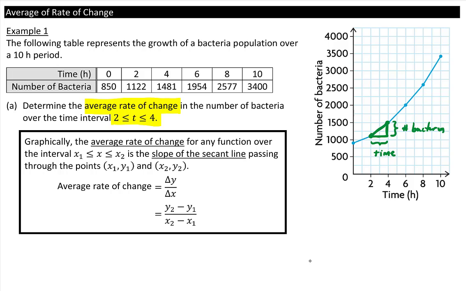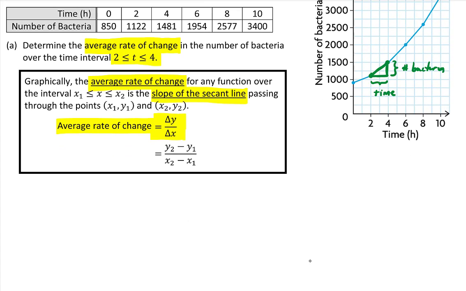So what we see below is that the average rate of change for any function over an interval is the slope of a secant line passing through 2 points. So the average rate of change is basically delta y over delta x. So for our first example, if we want to find the average rate of change, or what I'm going to short form as the AROC, we're going to get the change in y, which in this case is the change in the number of bacteria, over the change in x, the time in hours. And the 2 points we're focused on are 2 and 4, and there are the corresponding y values.